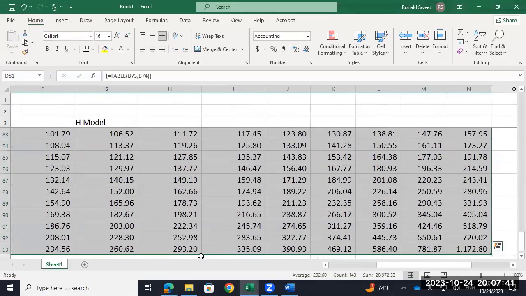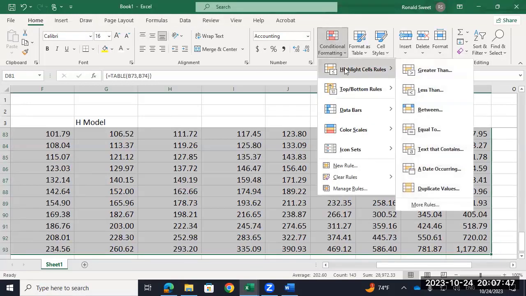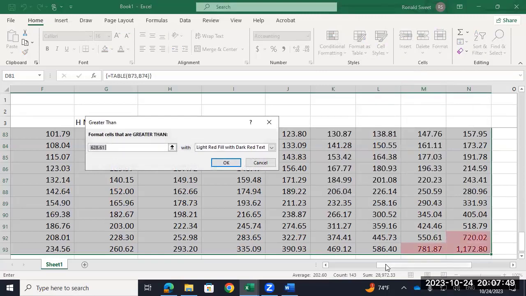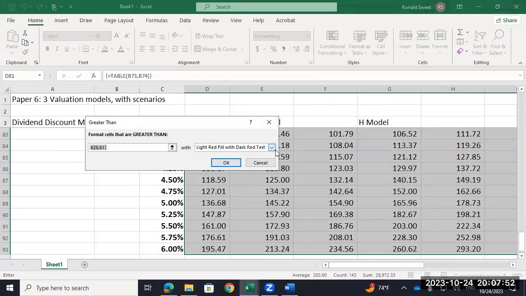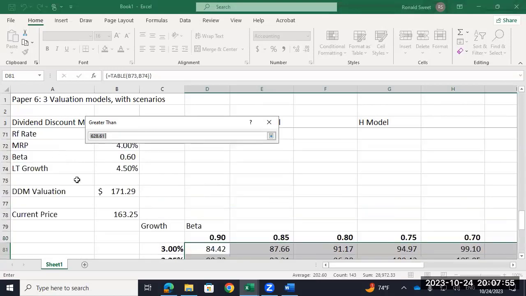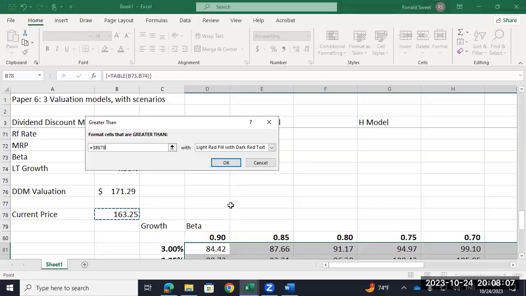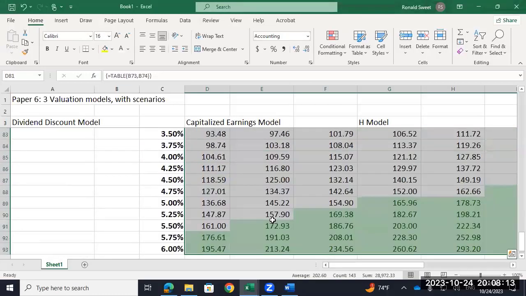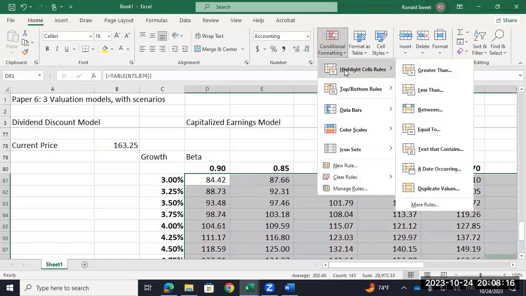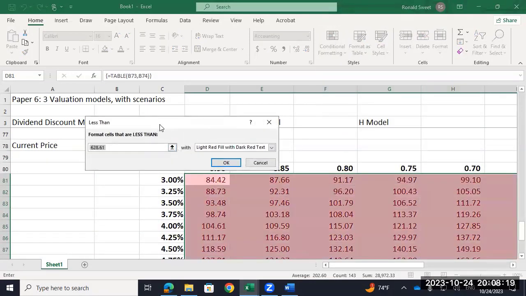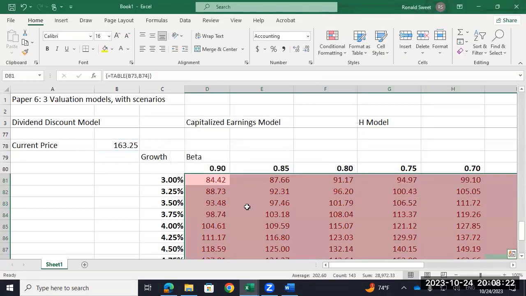So I'm going to highlight all this and use conditional formatting right here. Highlight cells greater than that. If my valuation is greater than that, is that good or bad? Do I like Walmart or not? You like it, so that's going to be green. So there's my good scenarios, and then I'm going to do conditional formatting for less than that, and make it red.